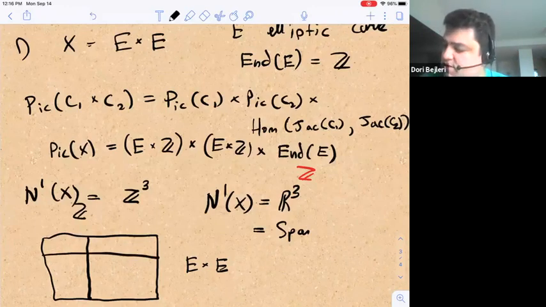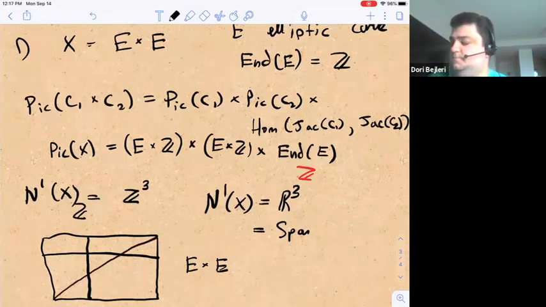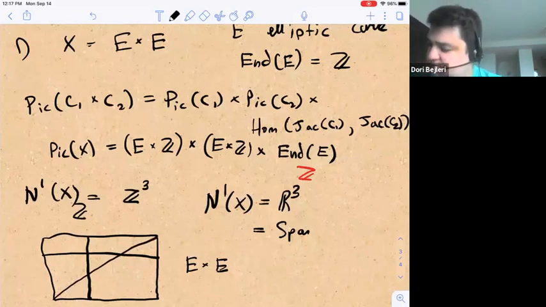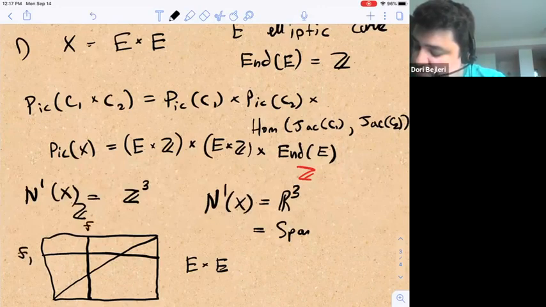And then finally, what's the divisor corresponding to an endomorphism? Well, the endomorphisms are generated by the identity. That was our assumption on E. And the identity corresponds to the diagonal. So these are the 3 divisors that generate these 3 pieces. And of course, any 2 fibers are numerically equivalent. So these generate N1, and we'll call them F1, F2, and delta. So N1 of X will be the real span of these three, F1, F2, and delta.